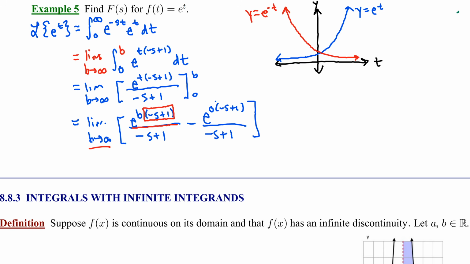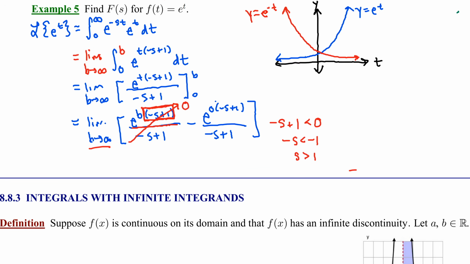Well, we're not given any information about s, so we're going to have to make an assumption. This integral will converge provided that exponent is negative. Now, if I solve for s, we would end up with s greater than 1. So if s is greater than 1, that means this exponent would be negative and this limit would be 0. That's the only way that the integral will converge.